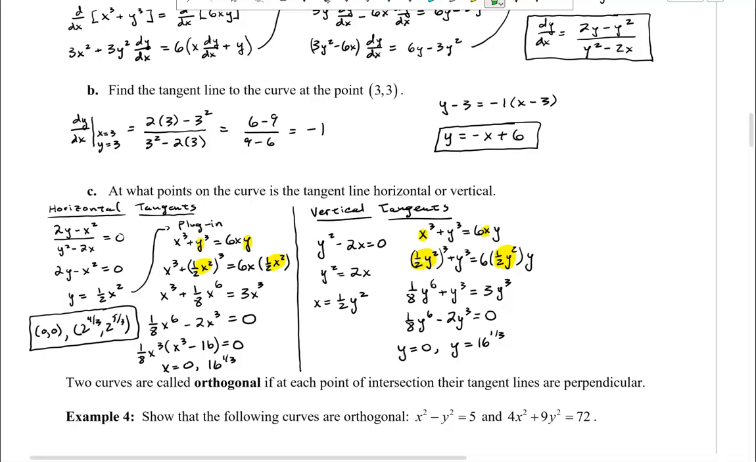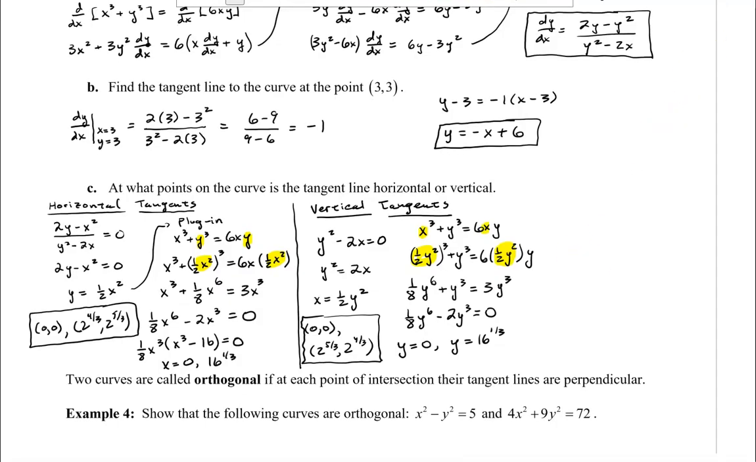Also, since this equation and this equation are identical with the x's and y's switched, that simply means that the x's and y's are going to switch in our final result. So instead of going through all the work that we just did for the horizontal tangents, it's pretty clear that we'll get 0, 0 again for our vertical tangent, and we'll get 2 to the 5/3, 2 to the 4/3 as another location for our vertical tangents.